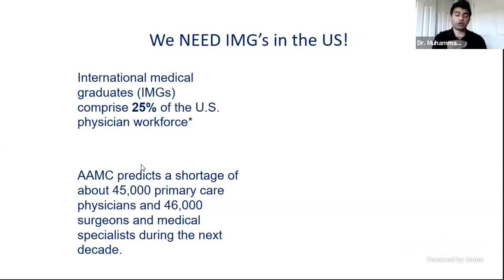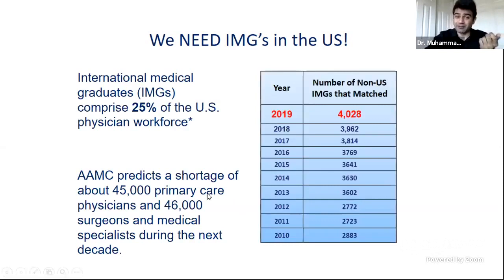Also, according to the Association of American Medical Colleges, in the next 10 years we will have a shortage of 45,000 primary care physicians and about 46,000 surgeons and specialists in the coming decade. In 10 years, that's pretty big, right? I wanted to mention this because I want you to understand this is the best time to apply.